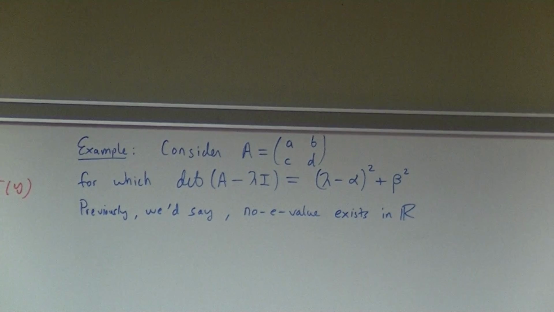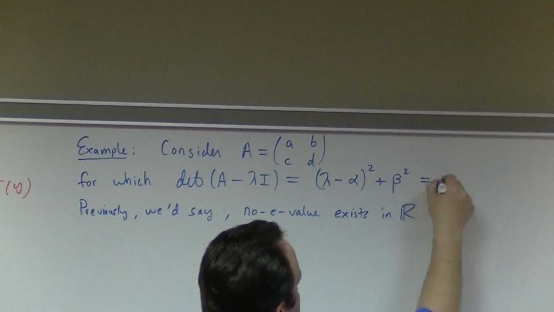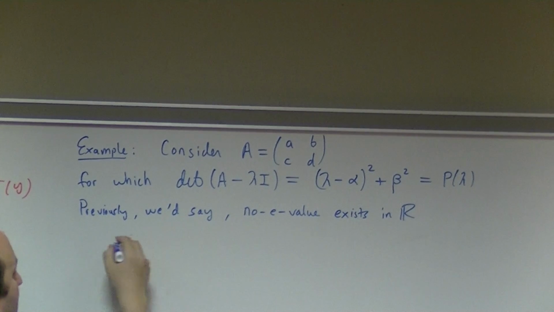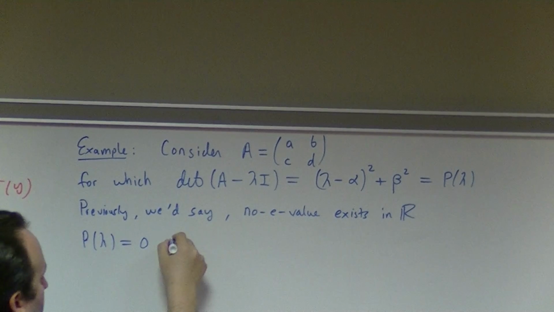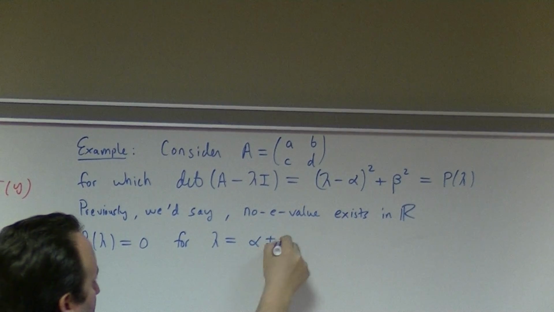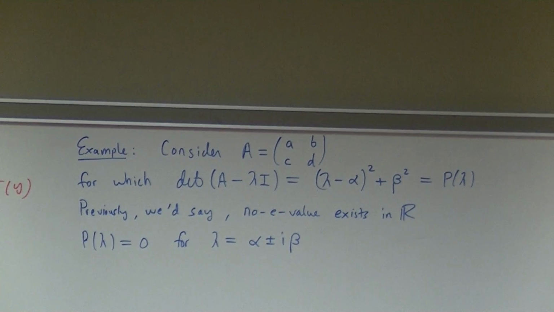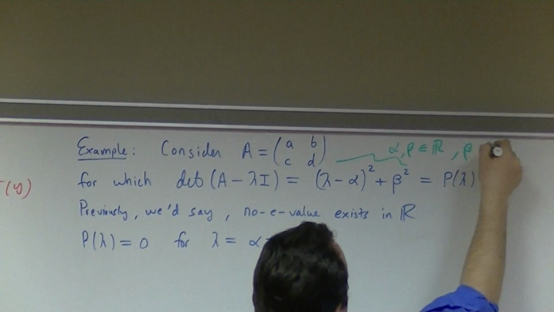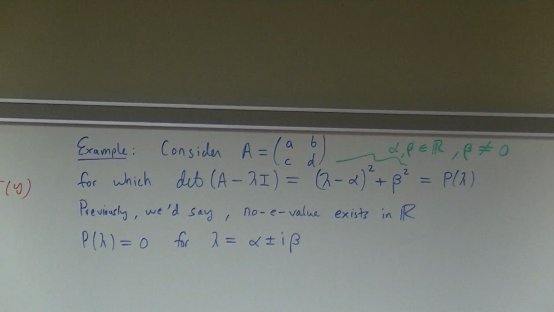in the reals, because why? The characteristic polynomial is p of lambda equals (lambda minus alpha) squared plus beta squared for some alpha and beta in the reals. Then p of lambda is equal to 0 for lambda equals alpha plus or minus i beta. Just to be clear, alpha and beta are real numbers, beta not equal to 0. If beta is equal to 0, we'd have a real eigenvalue, just alpha, with algebraic multiplicity two. If beta is not 0, we get complex solutions. So in our previous discussion of the eigenvalue, eigenvector problem, we just said, oh well, no real eigenvalues, no real eigenvectors.